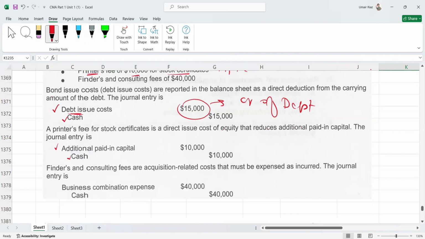And the third cost is finder fee or consultancy fee. This is acquisition related cost. This is always recorded as expense. So what entry will you pass? Debit business combination expense, credit cash 40,000. Okay, guys. So this is how to deal with the issue related cost.